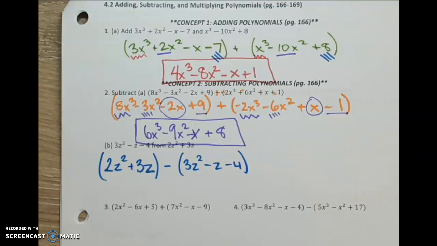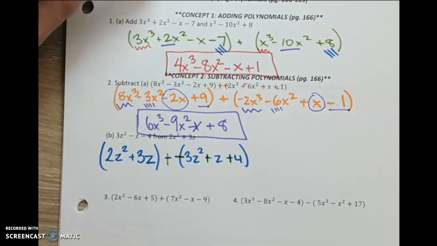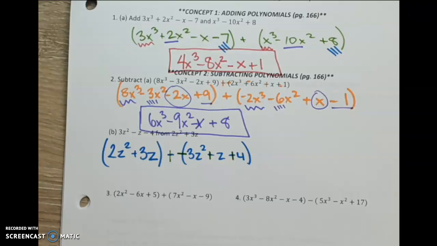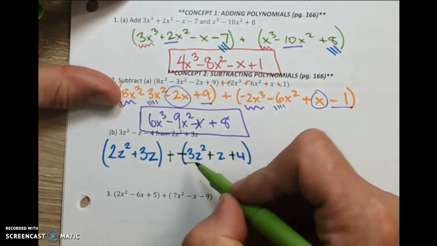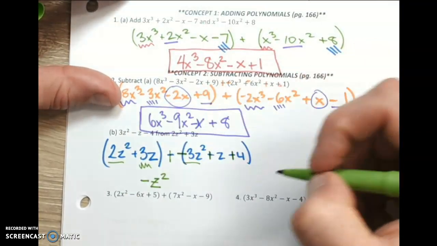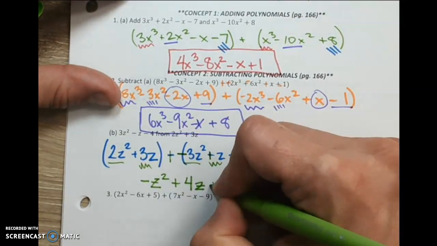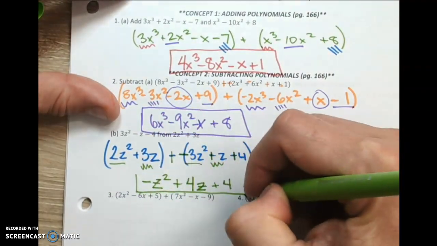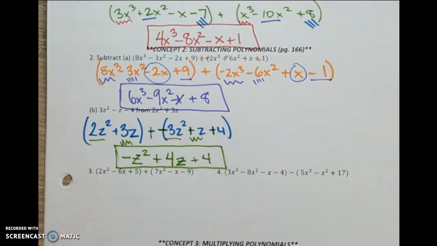Alright, so what I'm going to do is I'm going to make this a positive sign. I'm going to change my signs now to their opposites only in this second polynomial. And then I go back and I have 2z squared and negative 3z squared. That gives me negative z squared. I have 3z plus z, and that is 4z. And then I have just the 4. There we go. Alright, you guys, I like to do the little squigglies and things like that. Obviously, that's not mandatory.